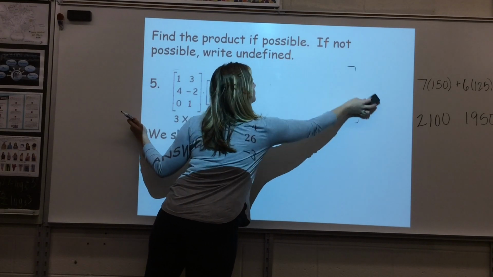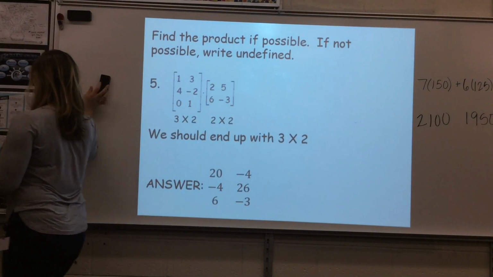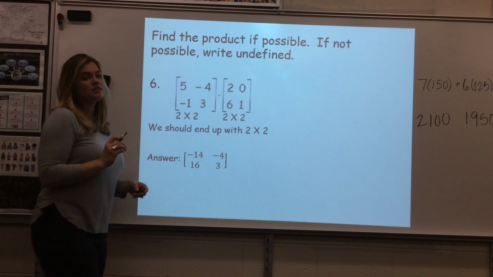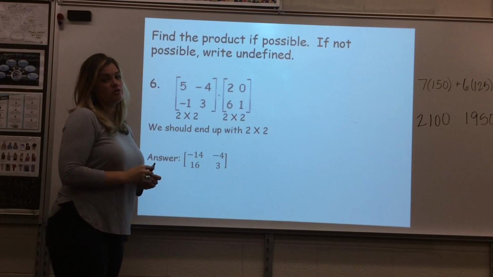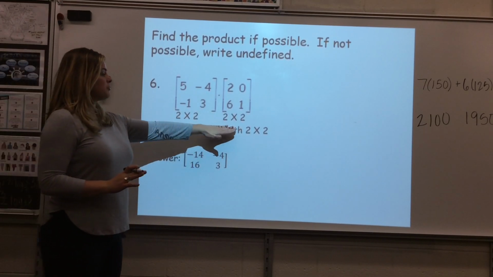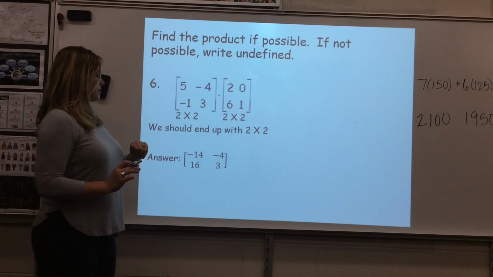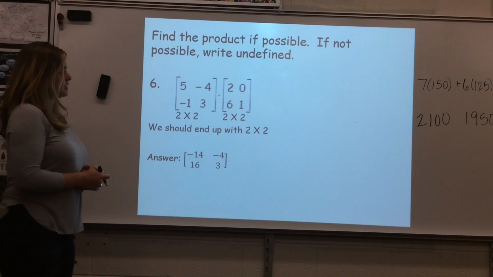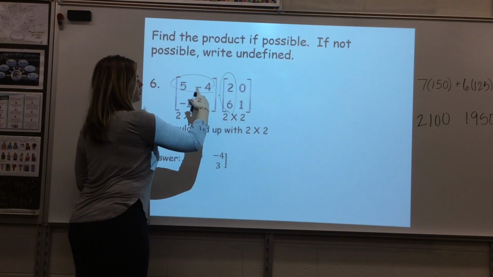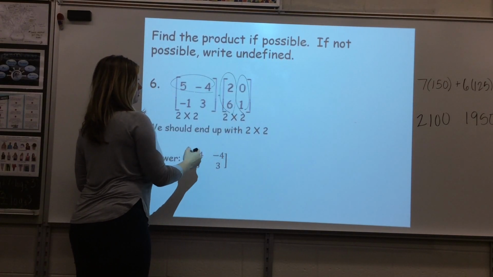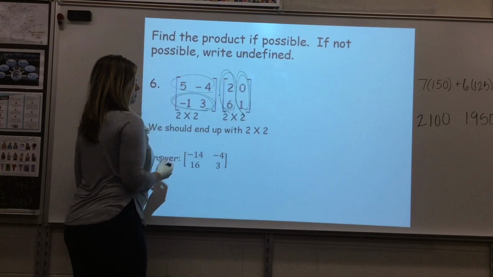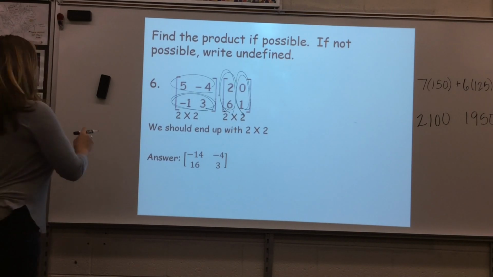Okay, let's try some more. If at any time you want to pause the video to try it on your own and rewind, go ahead. We have a 2 by 2 matrix here. We should end up with a 2 by 2 matrix here because the other one's a 2 by 2 matrix. Our answer should be negative 14, negative 4, 16, and 3. You take your row to your column, your row to your column. Row to your column, row to your column. Let's try a harder one.